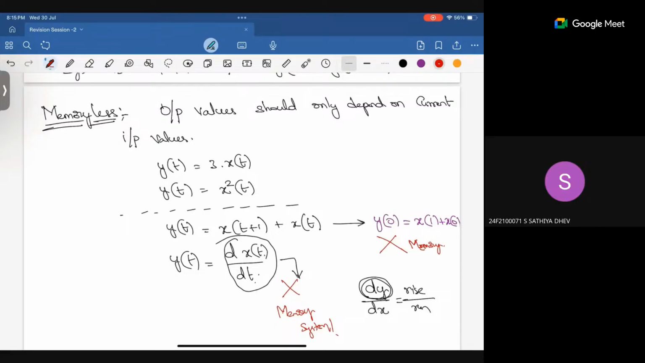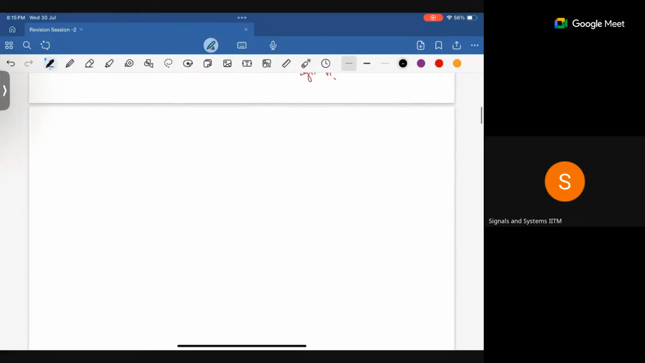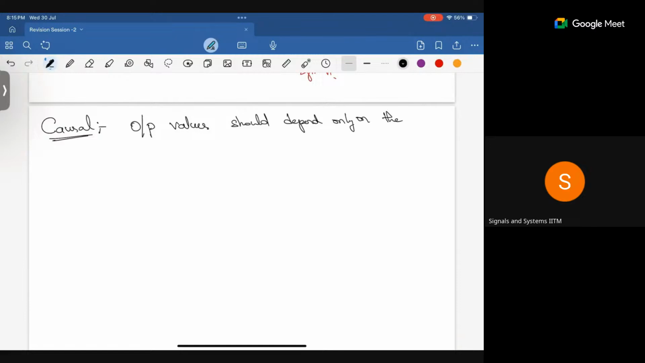All right. So as we were discussing, what is causal? It is a slight extension to memoryless. Causal systems are those whose output values depend only on the current or the previous input values.